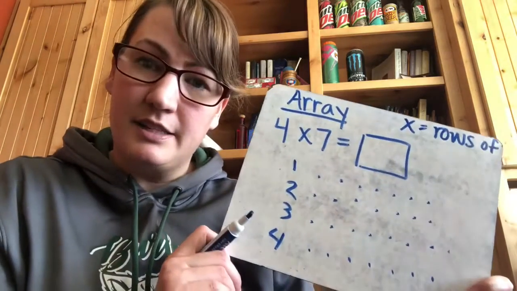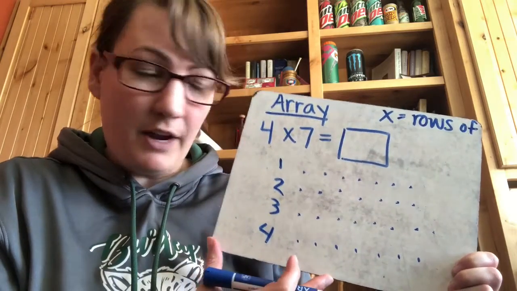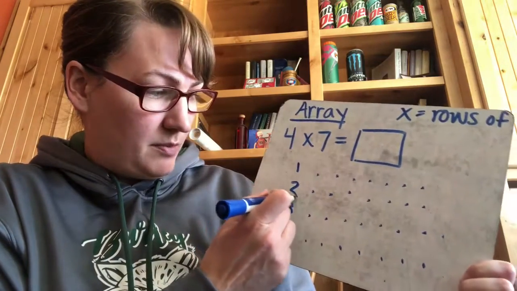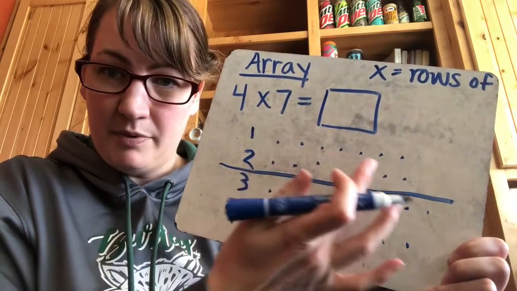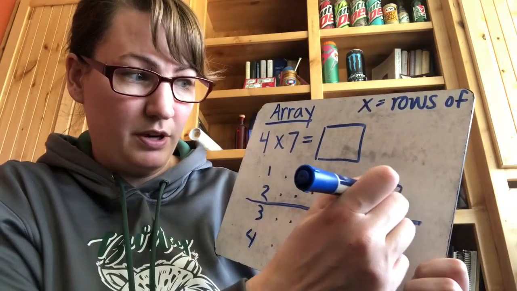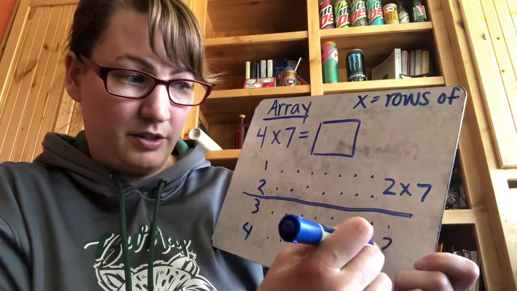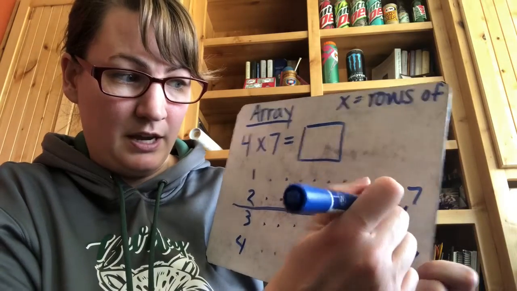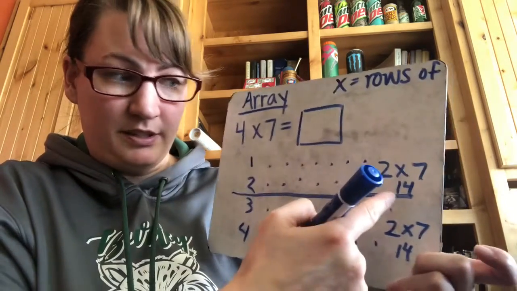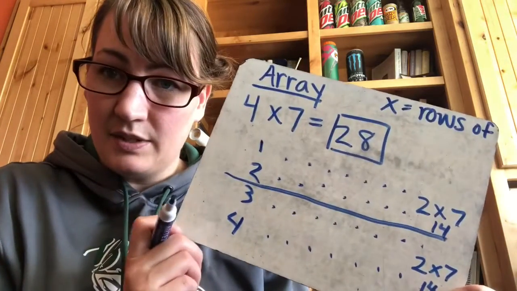Another way to do it is use the distributive property and break this array apart. So if I draw a line through the middle of my array like that, this top array right here shows me 2 times 7. And this bottom array right here shows me 2 times 7. So I have 2 times 7 equals 14, and 14 plus 14 equals 28. So that's using an array to solve.